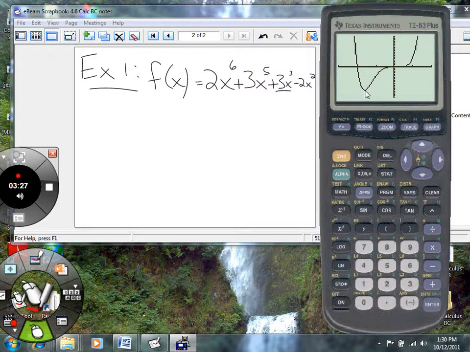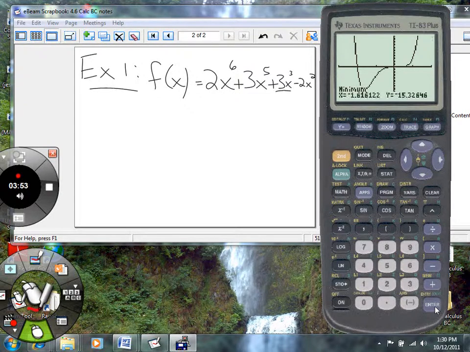And so what I'm going to do is just calculate that. So second calc, do minimum. And remember how this works, you have to move it so that it's a little bit to the left of the minimum. And then press enter, and then move it so it's a little bit to the right. Press enter again, guess. Should calculate the minimum for me.